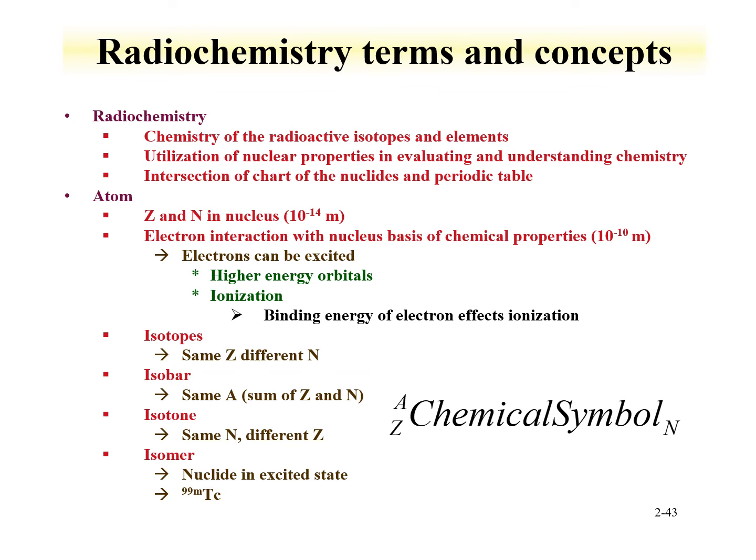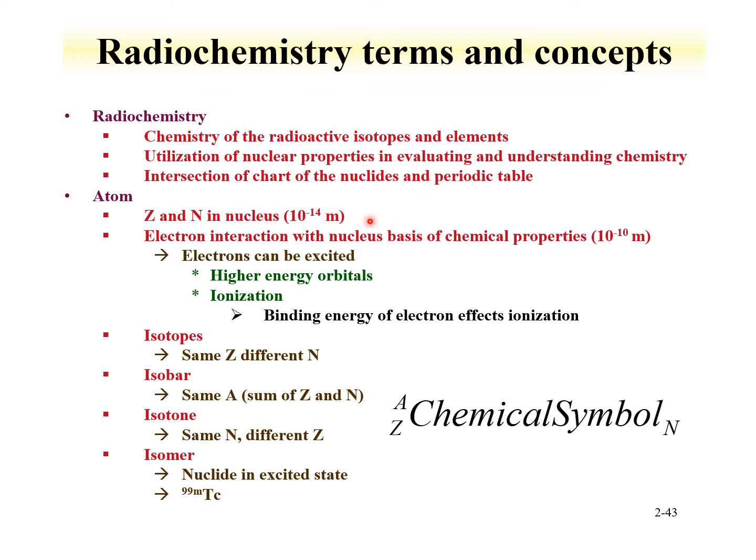So we should start by discussing the definition of radiochemistry. There are a few different definitions people use. One could be the chemistry of radioactive isotopes and elements, the utilization of nuclear properties in evaluating and understanding chemistry, and one that I like is the intersection of the chart of the nuclides and the periodic table. I prefer this one because it shows that the chart of the nuclides is nuclear properties, the periodic table is chemical properties, and as a radiochemist you transition back and forth between nuclear properties and chemical properties.